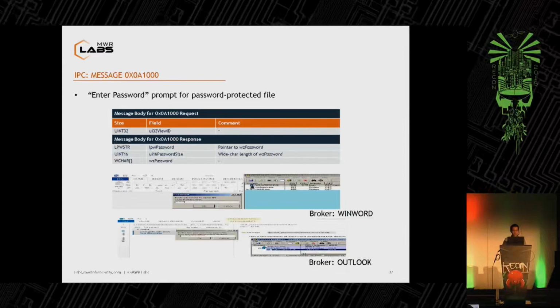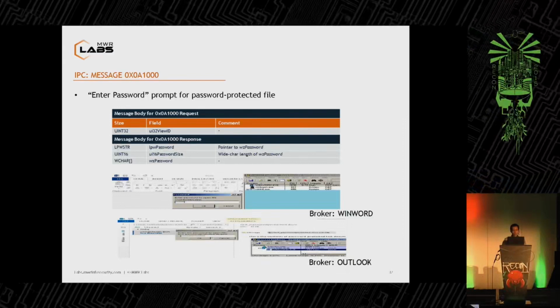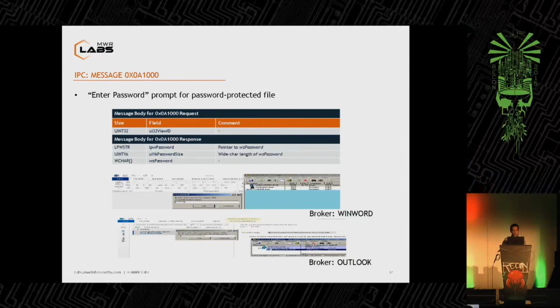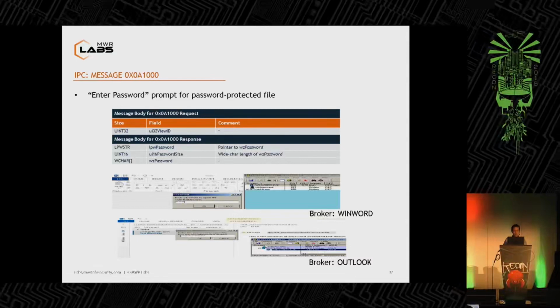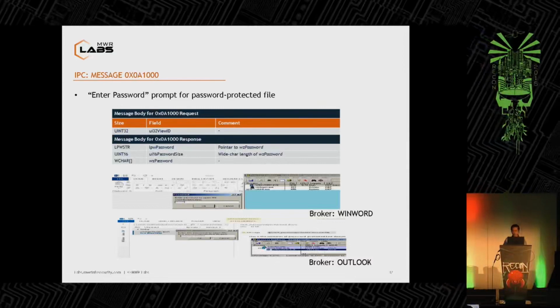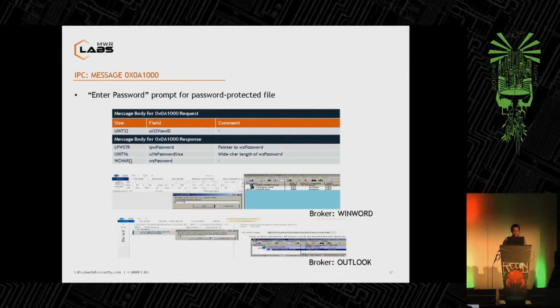So in the Outlook broker case, because it does not track the situation itself, it will always create a new worker object for the password prompt even after the file is open, as you can see from this last snapshot where the file is already open in the background. So I'm not really sure whether this behavior is intended or not.